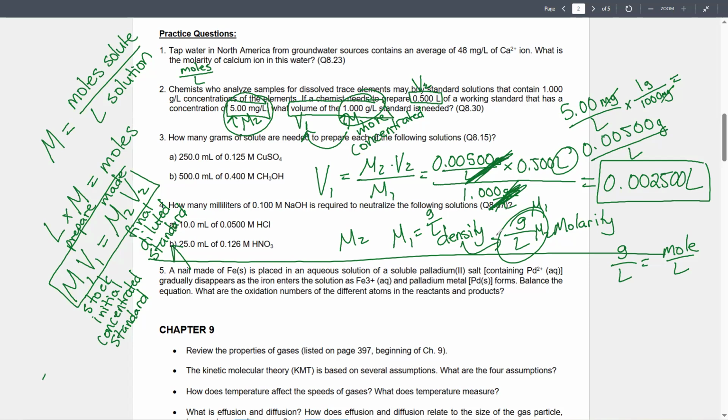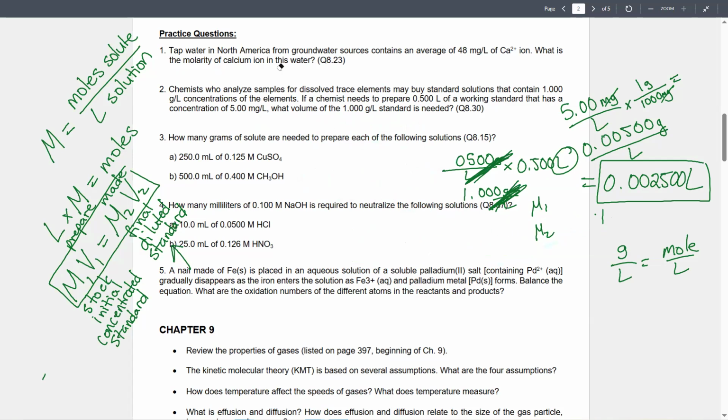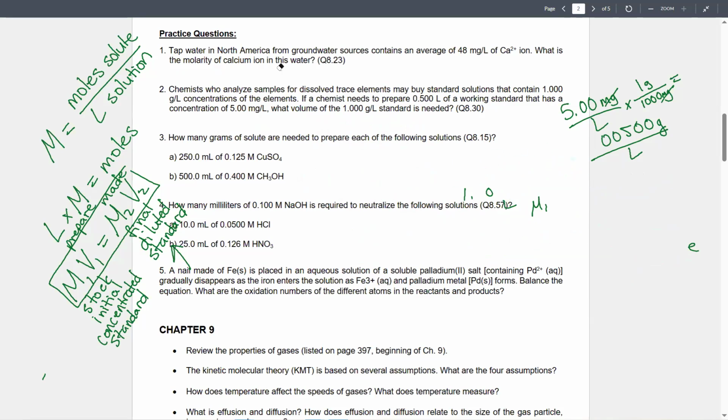Okay, so 3 says, how many grams of solute? Well, I know how to find that because I have a molarity. If I have a molarity, I can definitely find grams because molarity is moles over liter. So I will turn that moles into grams and call it a day. I'm going to erase my work.